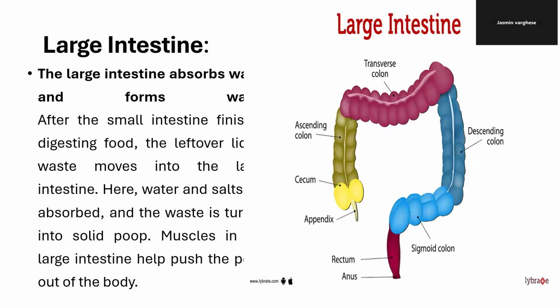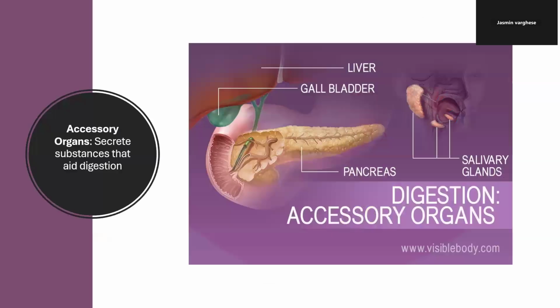Then the large intestine. The large intestine absorbs water and forms waste. After the small intestine has finished the digestion, the leftover food and other waste particles move into the large intestine. Here, water and salts are absorbed and the waste is turned into solid poo. Muscles in the large intestine help push the poo out of the body.